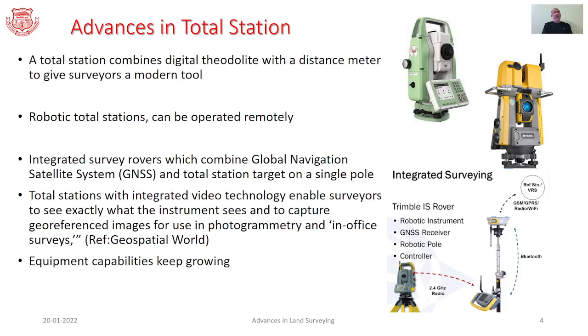The next version was the integrated survey rover, which combined the global navigation satellite system and the total station target on a single pole. So here you can see integrated surveying, which is showing the basic instrument, the robotic pole and certain controlling techniques which are associated with the GNSS.